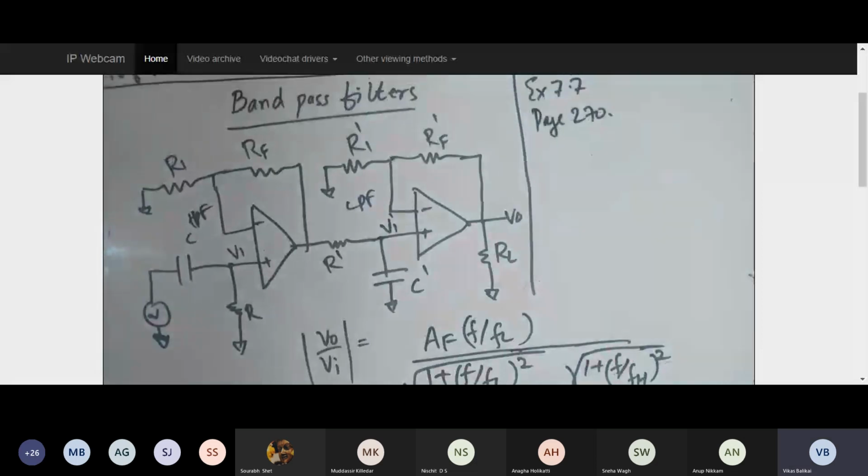The thing whatever he has given: design a wide band pass filter. He himself has given a wide band pass filter. What do you expect the value of Q? Q will be less than 10 because he himself has given it. He would have told you to calculate the value of Q, but since he has told design a wide band pass filter, no need to worry.